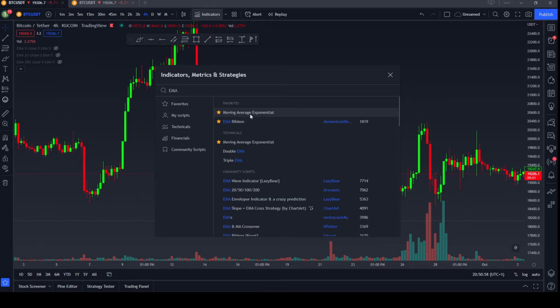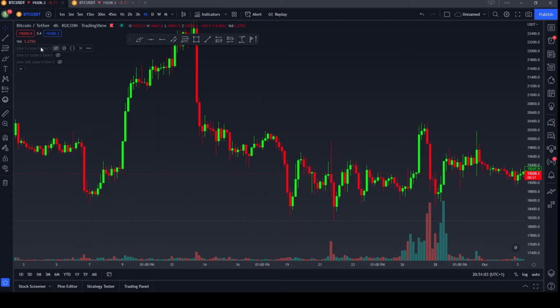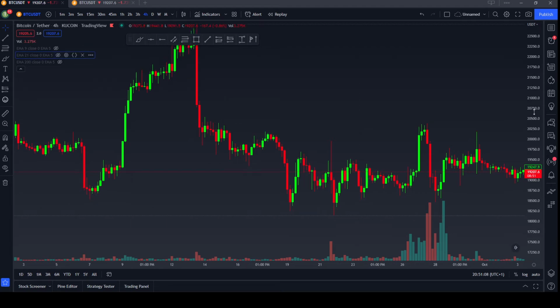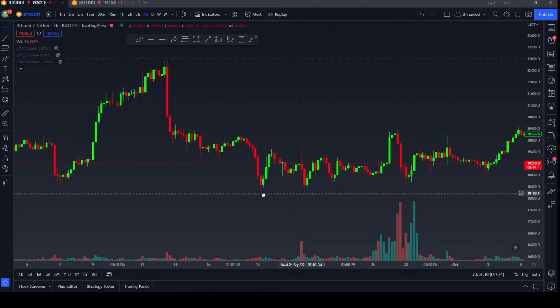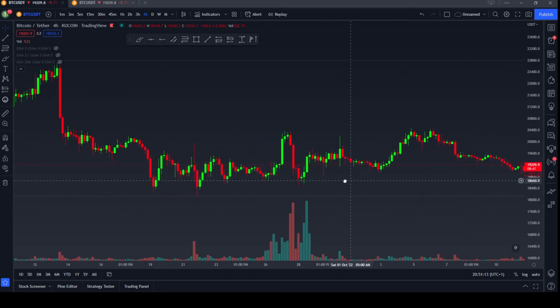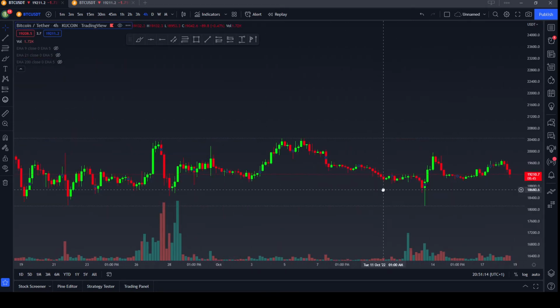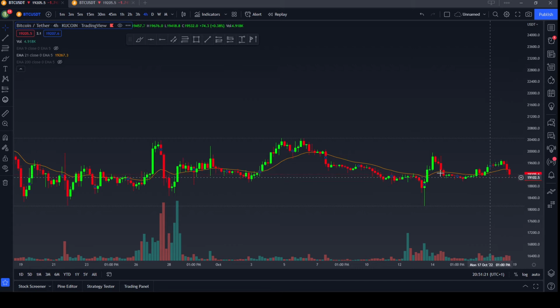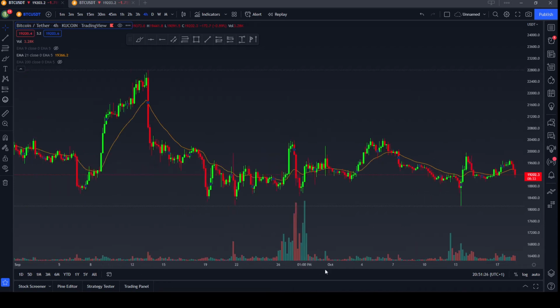What are exponential moving averages? Just click that. I think it will default to 9. Next one is a 21-day moving average. So same as before, only we're not using 9 candles, we're using 21 candles. You'll notice this. The EMA is a lot smoother because there's more calculated points.